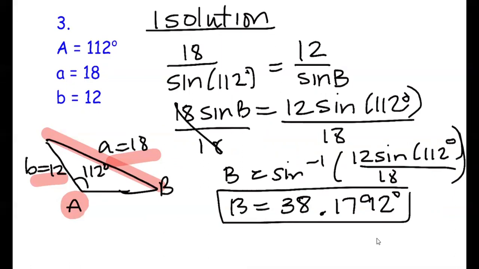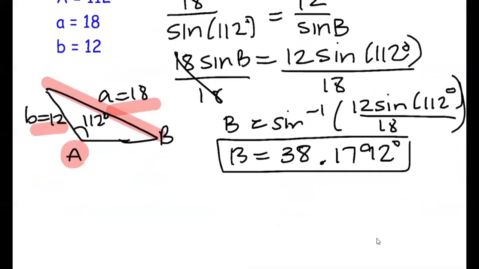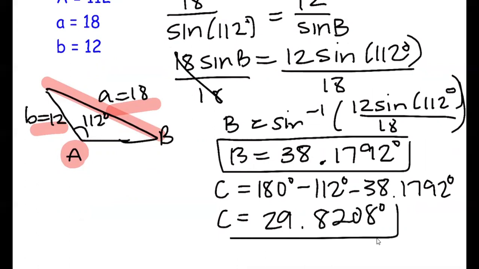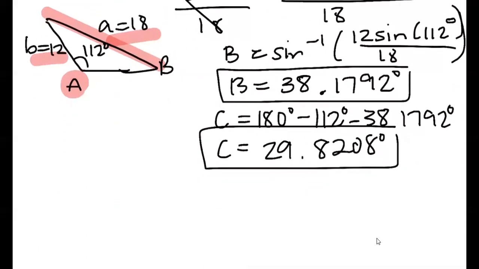Now we need to find our third angle and our third side. Third angle, third side. So our third angle will be angle C, and we'll take 180 degrees in a triangle, and we'll subtract 112 degrees and this 38.1792 degrees. And I find that angle C is equal to 29.8208 degrees.